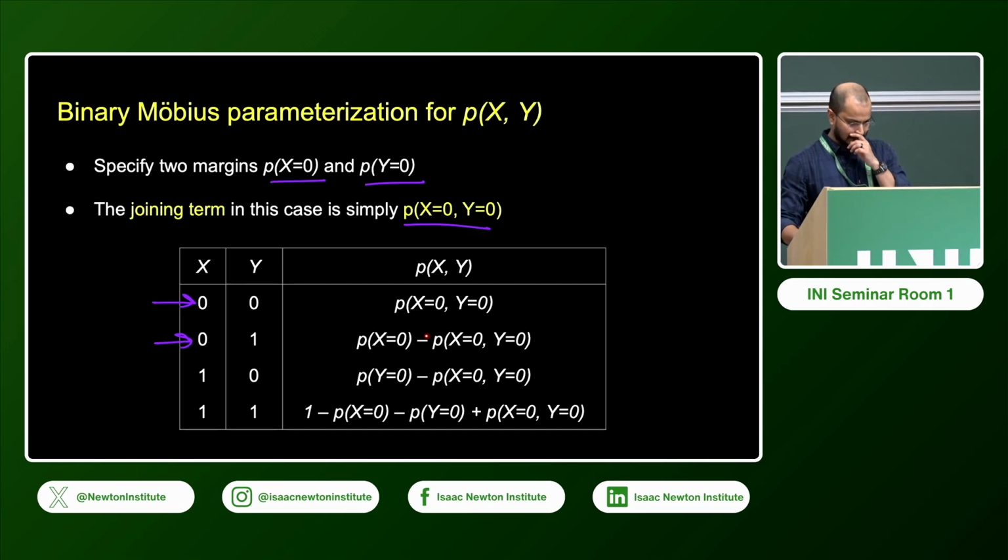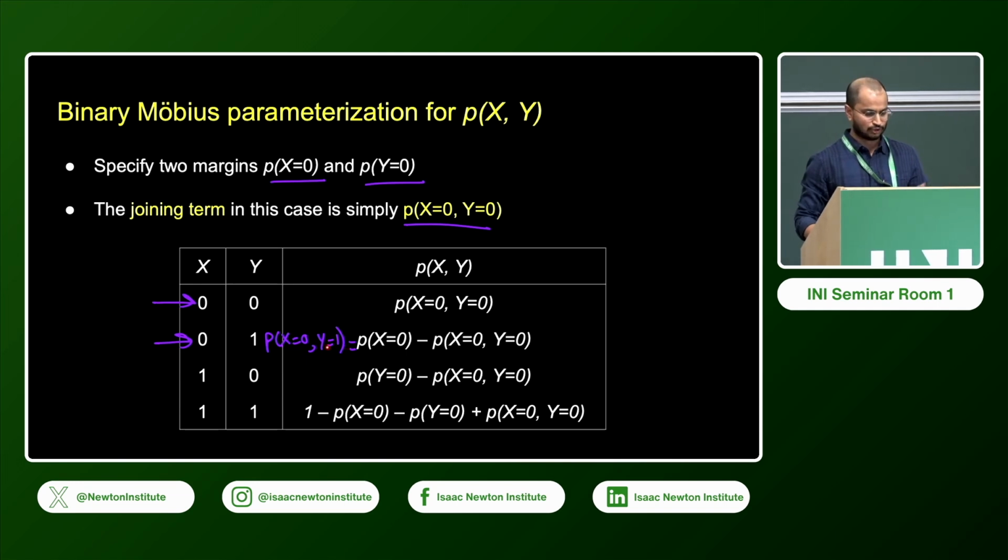For 0, 1, if I just shift stuff around, what this is saying is that p of x equals 0 and y equals 1 is equal to this. If I just move this to the left-hand side, that's just the law of total probability. The p of x equals 0 should be the sum of those two terms. By symmetry, this is the same thing.